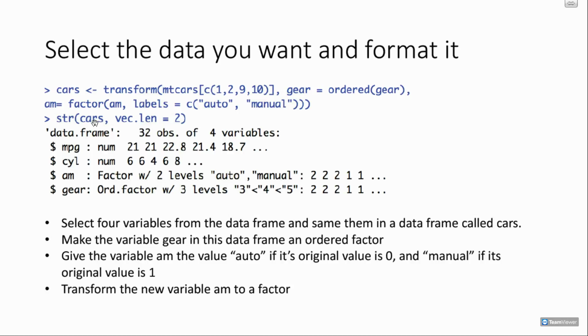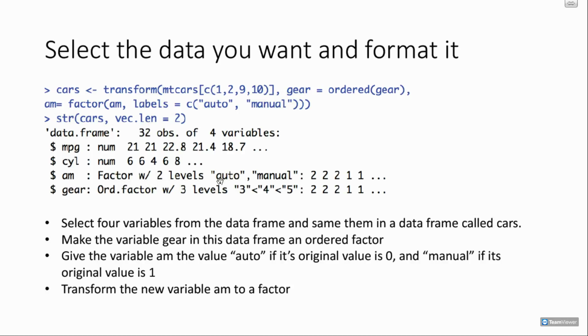And if you see the structure of cars now, since I assigned this transform to a new variable called cars, this new variable will have just the columns that we placed within mtcars. So if you look at the structure of this new data structure that's created, you will see just the 4 columns that we included within the mtcars. So we have MPG, cylinder, AM, and gear. And remember, we transformed the gear and AM into factors, and that's what you will see in the structure over here.